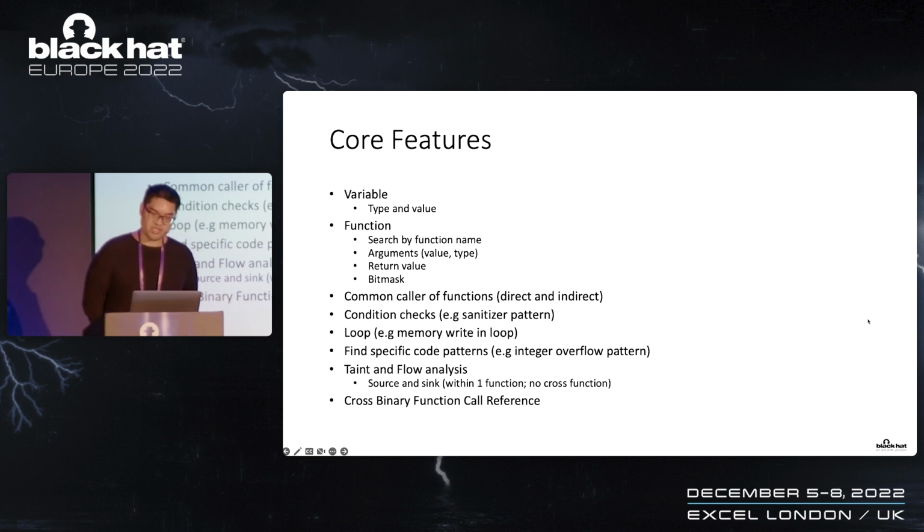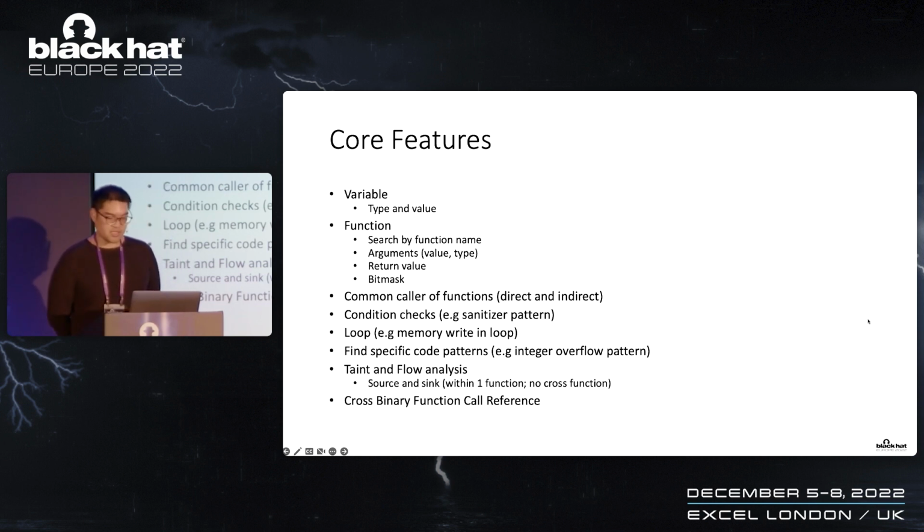Here's a list of features that are currently supported. The search primitives are not only capable of finding variants and functions of interest, but also code patterns like integer flow, expressions in loops, and conditional checks. In addition, inter- and intra-binary cross-references are also supported. And of course, taint analysis is a must-have nowadays.